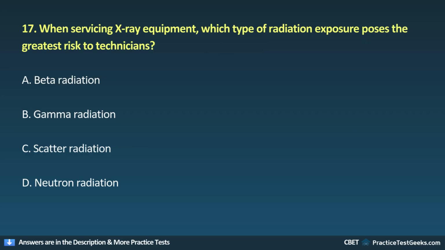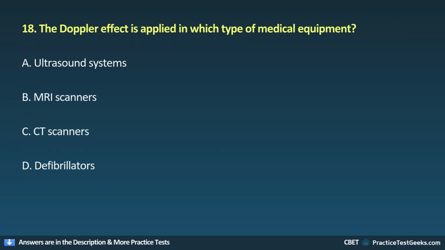17. When servicing X-ray equipment, which type of radiation exposure poses the greatest risk to technicians? A. Beta radiation. B. Gamma radiation. C. Scatter radiation. D. Neutron radiation. 18. The Doppler effect is applied in which type of medical equipment? A. Ultrasound systems. B. MRI scanners. C. CT scanners. D. Defibrillators.